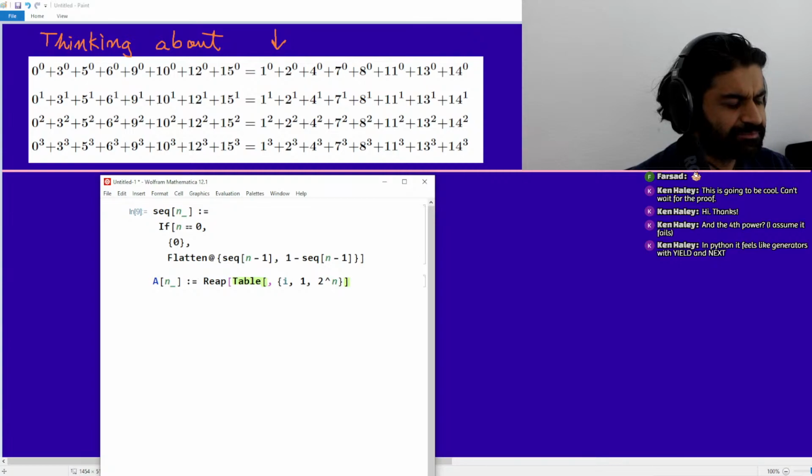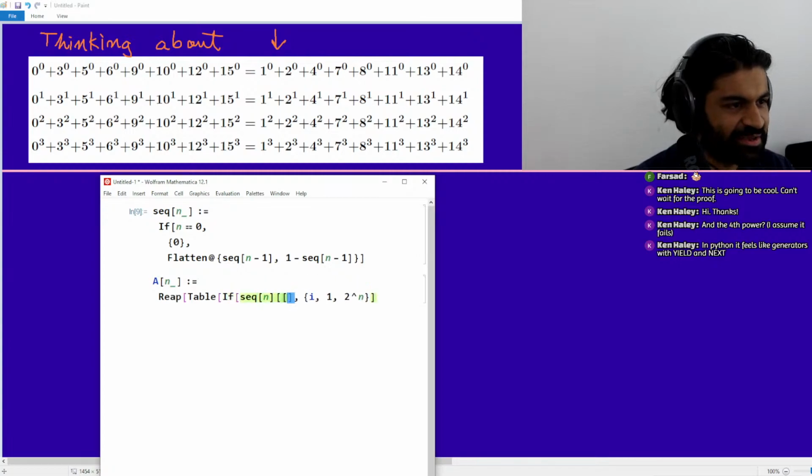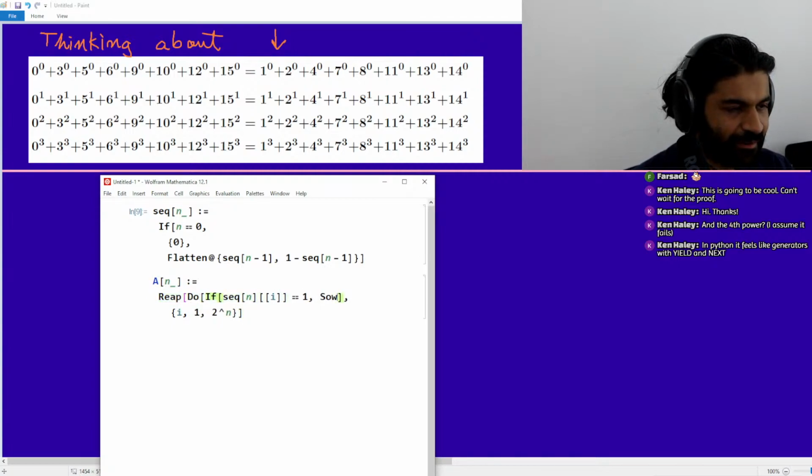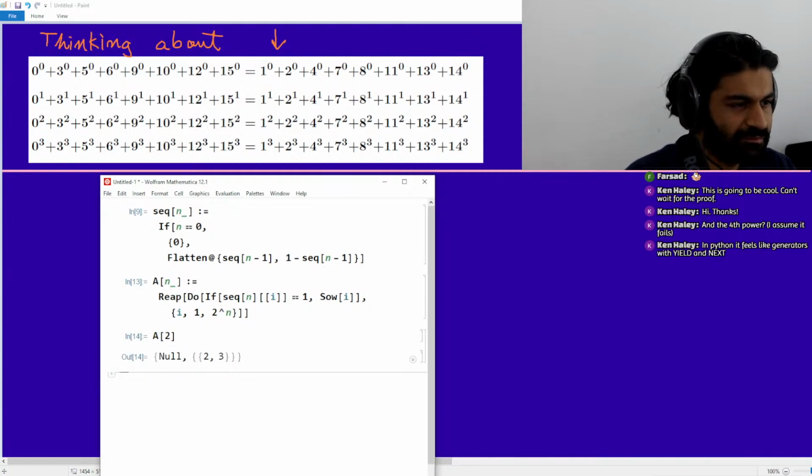And then let's see here. So if sequence n evaluated at i is equal to 1, just, actually, I don't want a table here. I want a Do. Okay, so just to sow the number i. Okay, that should do it. Let's see if this works. So let's try A2. Yeah, that worked.